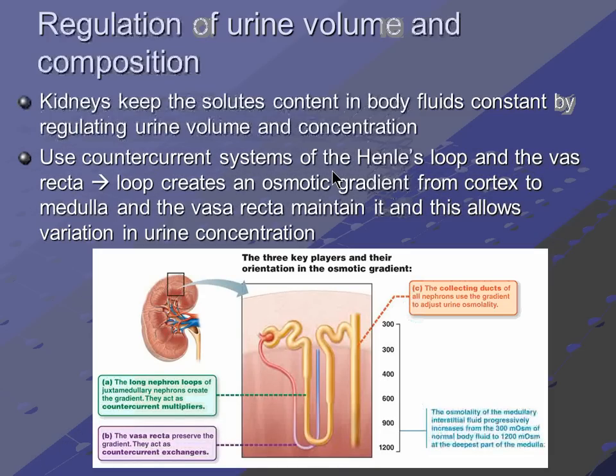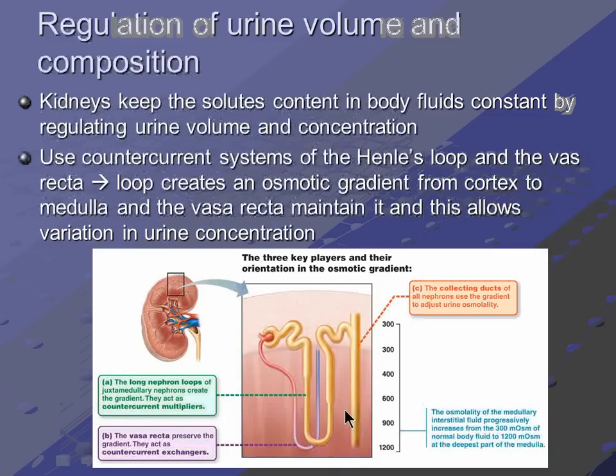So here let's see how the kidneys help in the regulation of urine volume and composition. The main way they do that is they keep the solute content in your body fluids constant by regulating volume and concentration. If the solutes are too much in the blood, they'll pass it out. If the solutes are less, they will reabsorb it. If the filtered amount is too much, let's say you drink a lot of water, your blood volume would go up, so automatically you begin to pass out more urine. So that's how they keep the volume constant.